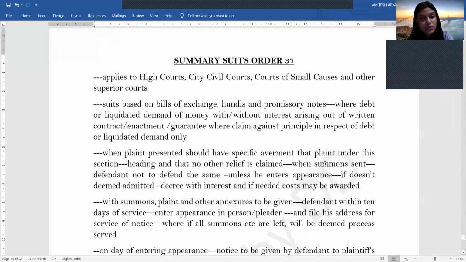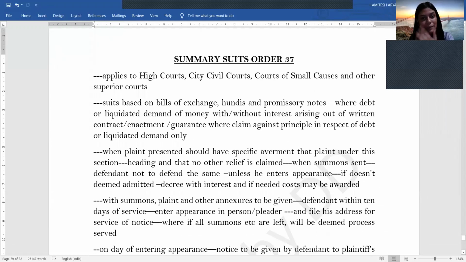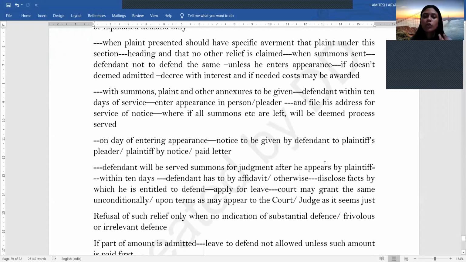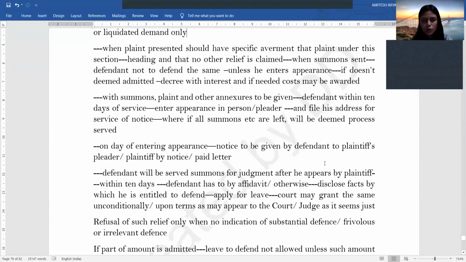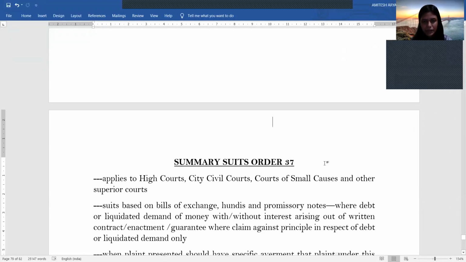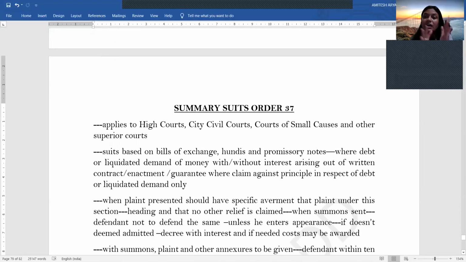The next we'll move on to is summary suits. Now what are summary suits? That has been given under Order 37. Here also I have not dealt with the entire rules as such. We'll just go through it. Now, where does this procedure apply? It applies to high courts, city civil courts, courts of small causes, etc., or other superior courts.